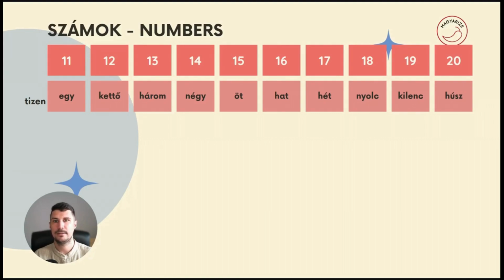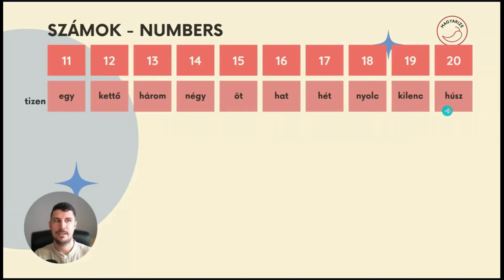Tizenegy. Tizenkettő. Tizenkettő. Tizenhárom. Tizenhárom. Okay, you try the next one. Tizennégy. And the next one. Tizenöt. Tizenhat. You can do this. Tizenhét. Tizennyolc.